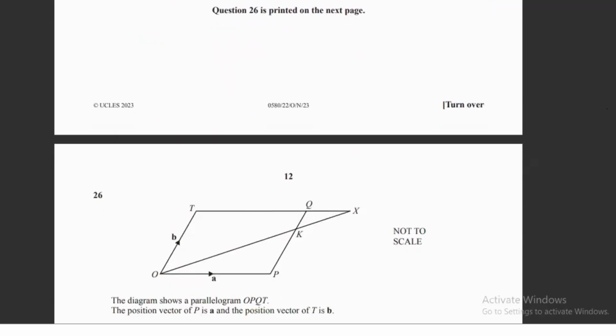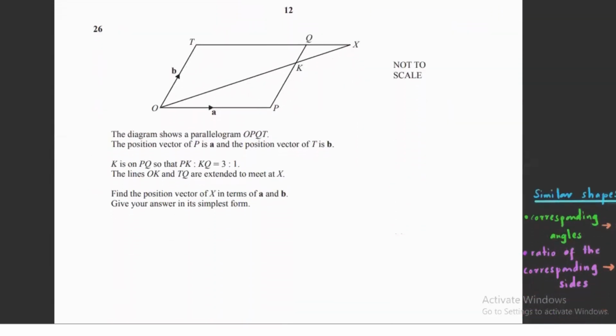Let's move on to the next question, which is question 26. So this is the last question that we have here. In the question that is given, this is a question related to vectors. It states that the diagram shows a parallelogram OPQT. So this is a parallelogram.